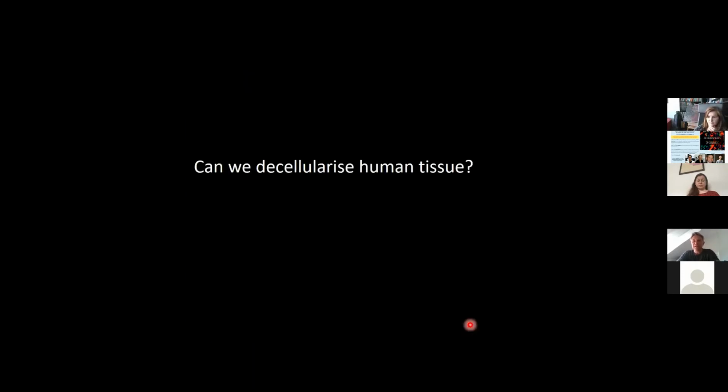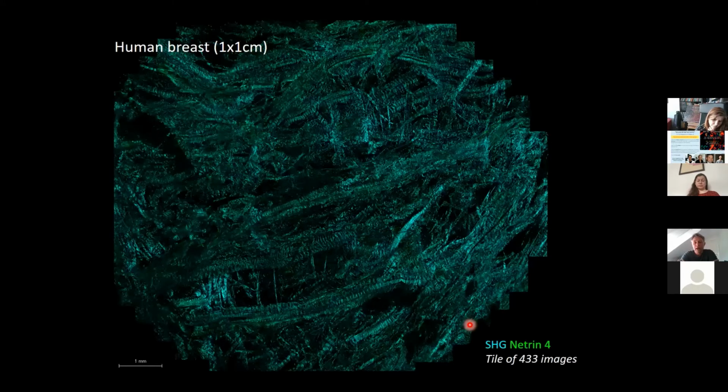So the big question came a few years ago: can we actually decellularize human tissue? And this is really what we wanted to do. We had the proof of concept, and we began by simply getting some biopsies from human breast. And this is like a huge human breast. This is a one centimeter biopsy from a human, and this is a tile image of 433 images.